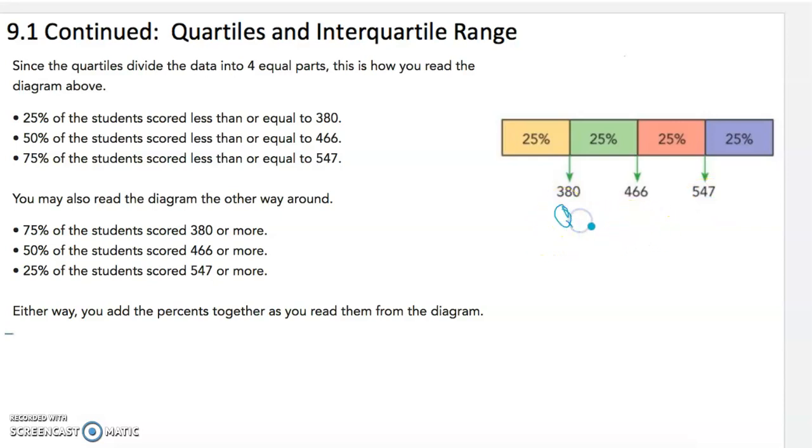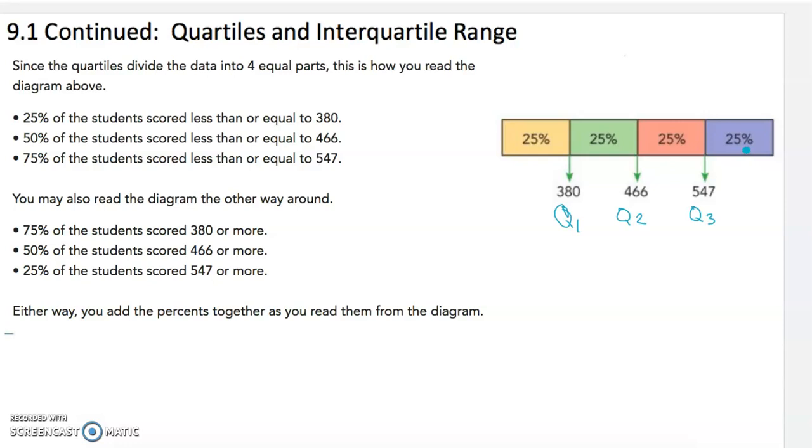So this is quartile 1, quartile 2, and this is quartile 3. And as we talked yesterday, when we have these three quartiles, they break the data up into 4 groups. And as you can see, we have 4 groups here: the yellow, the green, the pink, and the purple. And each one of those groups represents 25% of the data.